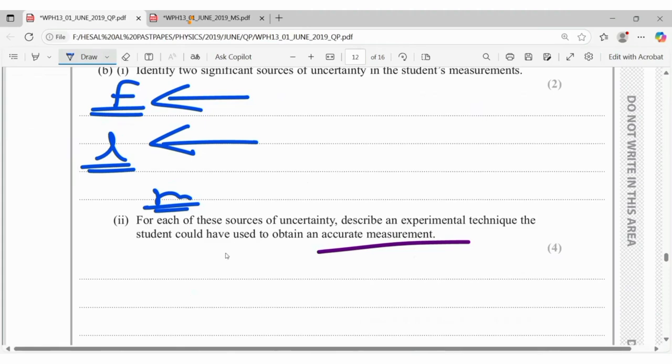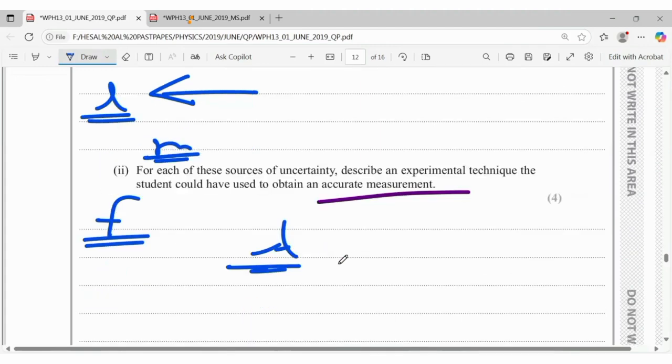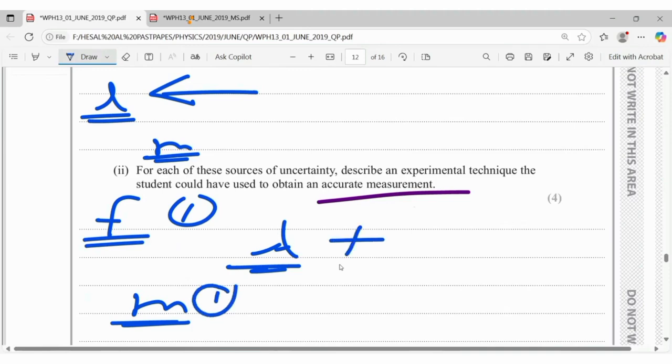In here, what do you suppose as a student to get accurate measurements? So, these points again can be considered for this. For frequency, we can repeat and calculate the mean frequency. For length, we can use a set square and reduce the parallax error in length. And also, we can switch off the vibration and we can keep it as a stationary wave. Finally, for mass, zero the balance before each measurement. So they are here 1 point, here 1 point, and here you can use 2 points.